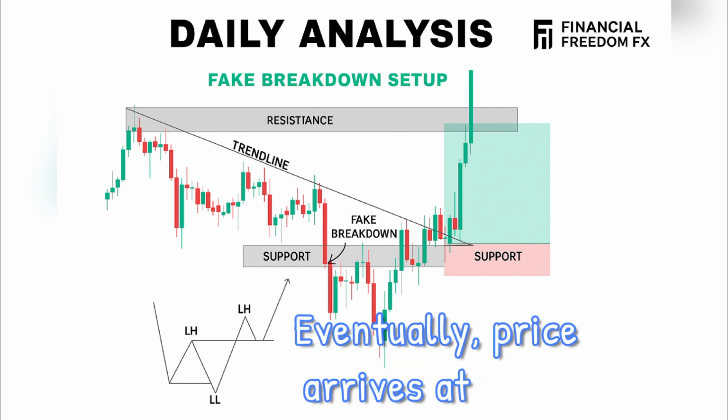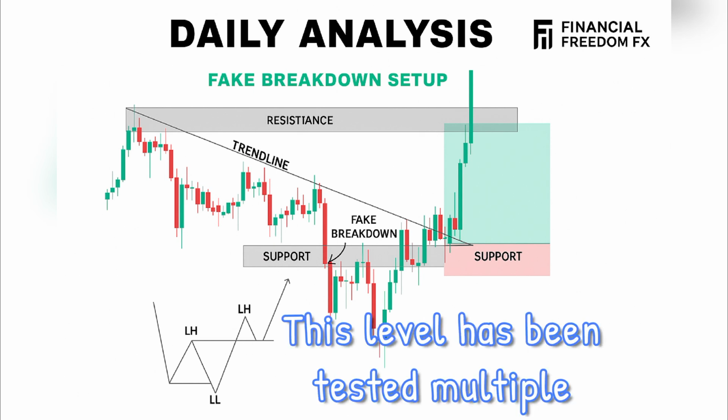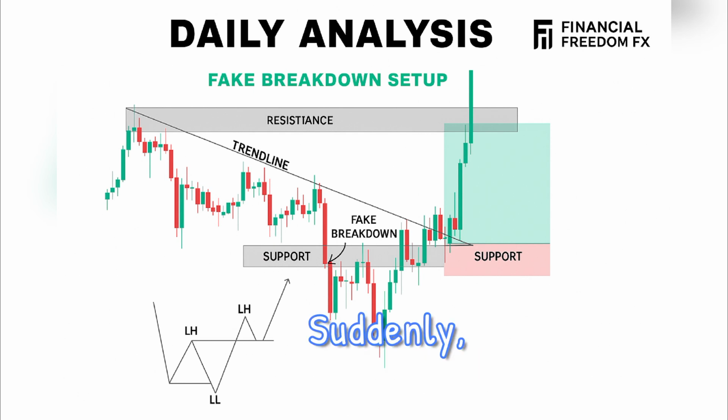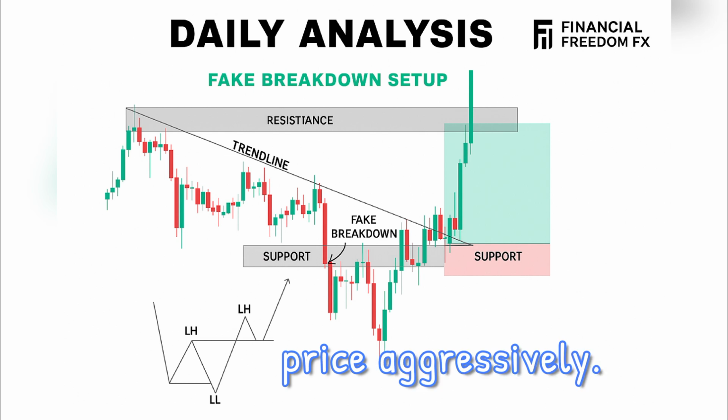Eventually, price arrives at a key horizontal support zone. This level has been tested multiple times in the past, making it a strong demand area. Suddenly, price breaks below this support zone. This is where the term fake breakdown comes in. To most traders, this looks like a genuine breakout to the downside, but it's a trap. Smart money uses this moment to induce panic selling, drawing in retail shorts just before reversing the price aggressively.